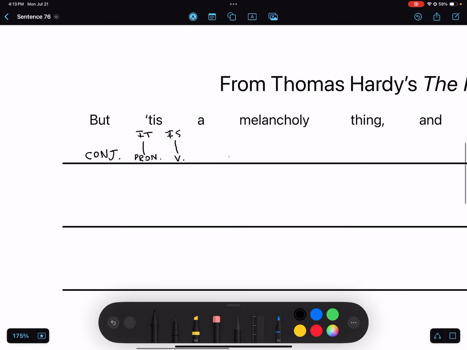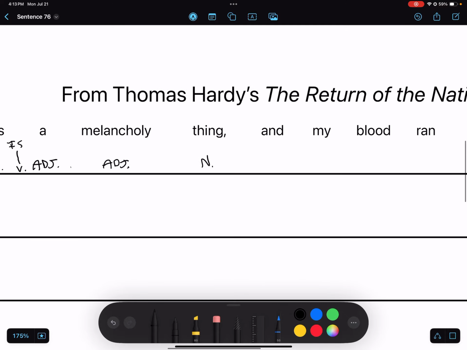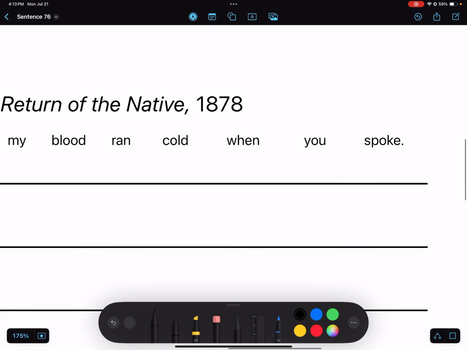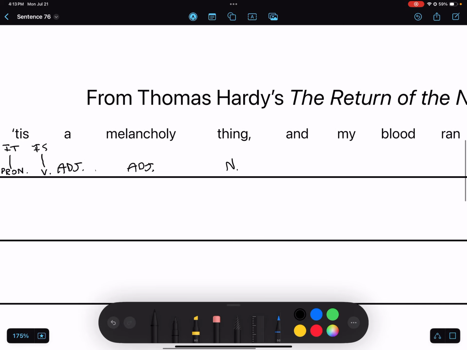Then we have a. That's going to be an adjective. What we're really leading into is thing, because melancholy is also an adjective. So it's a thing and it's a melancholy thing. So we know that melancholy must be an adjective describing the thing, which is a noun. Then we have another conjunction. It's conjoining these 2 thoughts here, the melancholy thing and the blood running cold. So, and, we know, must be a conjunction.